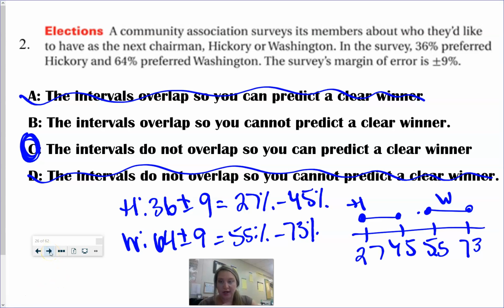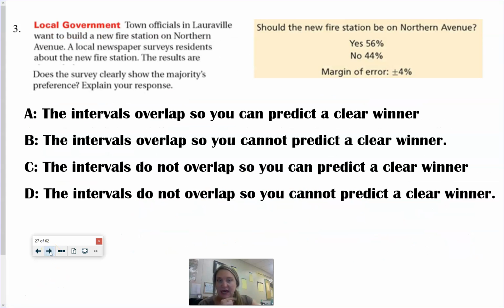All right, good. Hope you're feeling good about this. Let's pause and do one more. So here, should the fire station be on Northern Avenue? We have 56% say yes, 44% say no. There is a margin of error of 4%. So you let me know, do they have a final answer with their new fire station? So pause and let's see what happens.